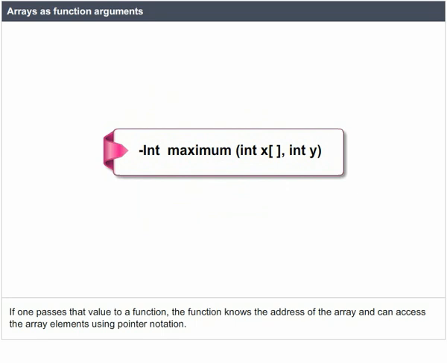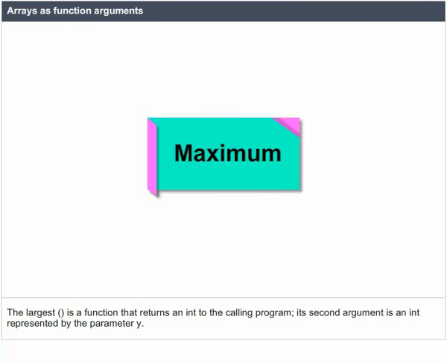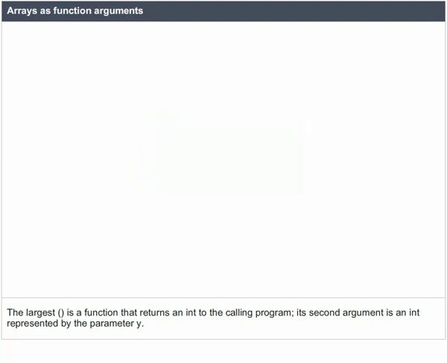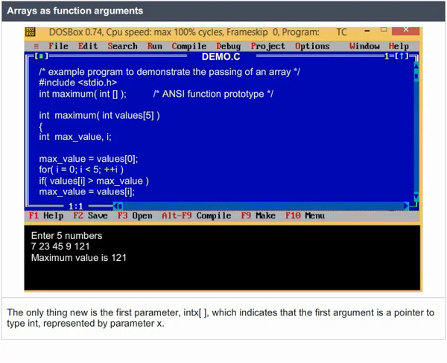int largest(int x[], int y). The largest() is a function that returns an int to the calling program. Its second argument is an int represented by the parameter y. The only thing new is the first parameter, int x[], which indicates that the first argument is a pointer to type int, represented by parameter x.